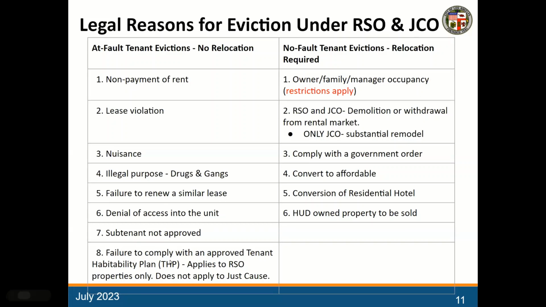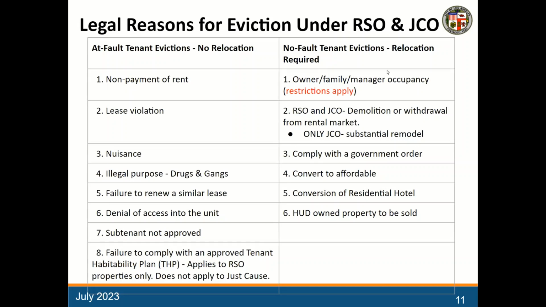Reason number 8, failure to comply with an approved tenant habitability plan, or THP, is only a termination reason under the RSO. It does not apply to just cause, and the reason for that is because the Just Cause Ordinance does not have a THP requirement.